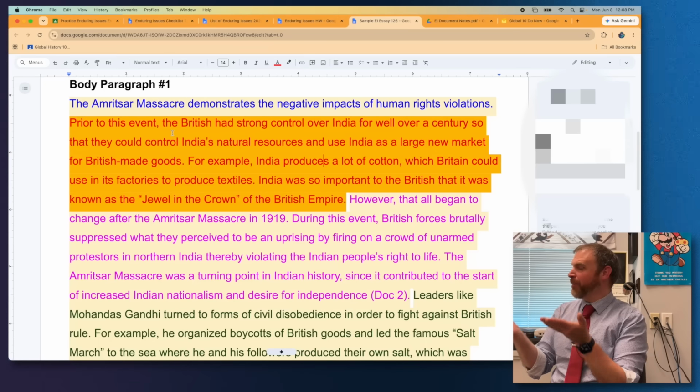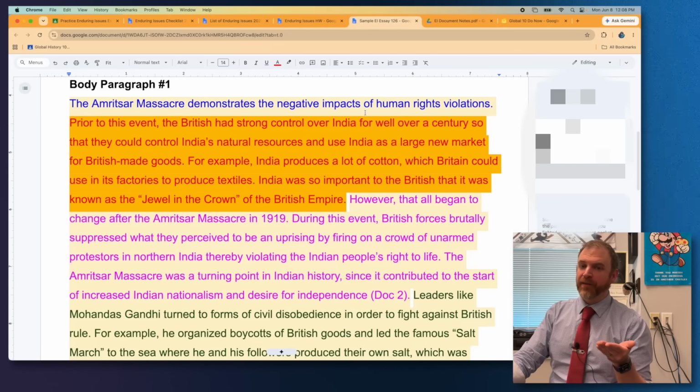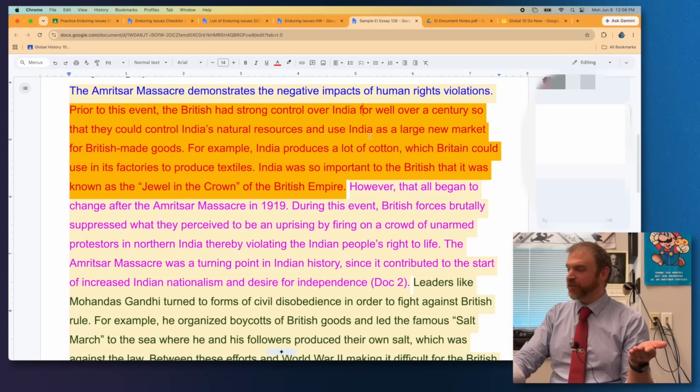So if the event is about a massacre in India because of the British, talk about how the British got there in the first place. This is not hard. We've done this in class a million times.